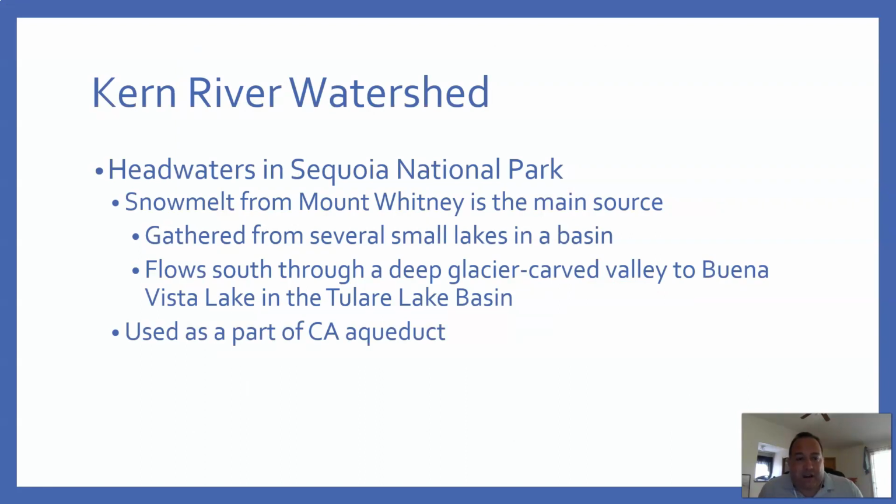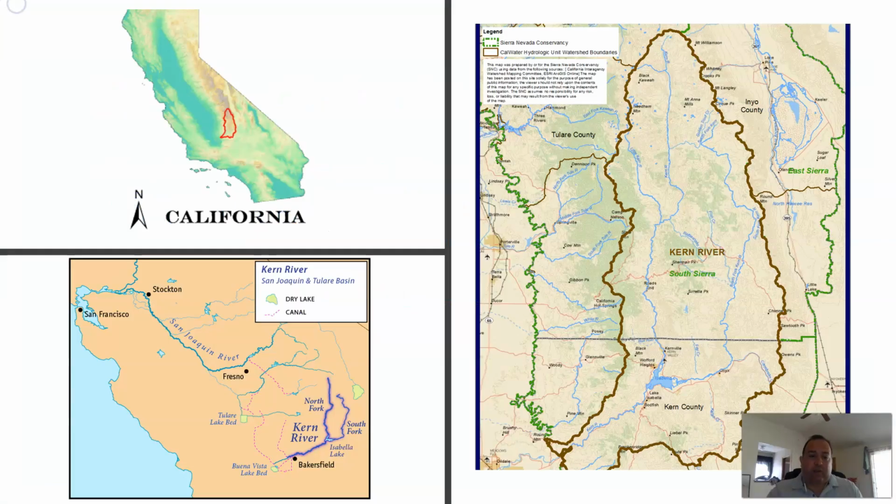And so specifically here in our area, we've got the Kern River watershed. The headwaters start in Sequoia National Park, so that graphic we just showed is talking about us. We are among those 60 million people. Snowmelt from Mount Whitney is the main source of water in the Kern watershed. It also gathers from several small lakes within the watershed, and it all flows south towards Buena Vista Lake and the Tulare Lake Basin. But now that water has ended up as part of the California Aqueduct.